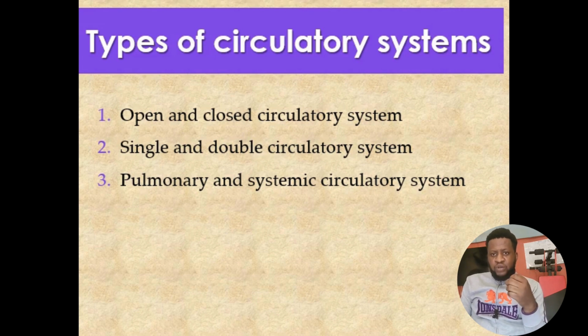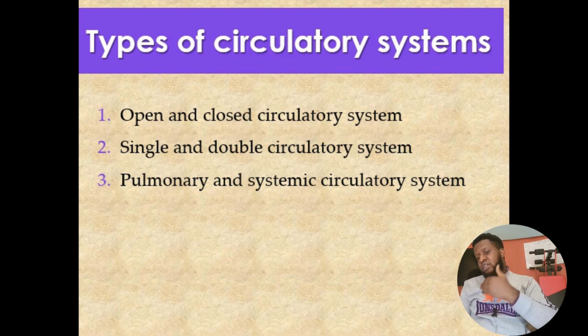So when we talk about single, we're referring to the fact that blood passes through the heart once. When we talk about double, we're referring to the fact that blood passes through the heart twice. So we're going to talk about that as we move on. Then the last one here will be pulmonary and systemic circulation. Now, the word pulmonary is always talking about the heart and the lungs. So the movement of blood from the heart to the lungs, and then from the lungs back to the heart.